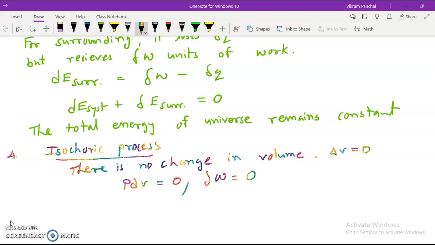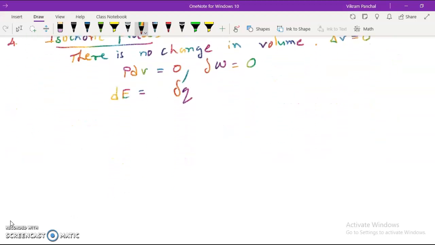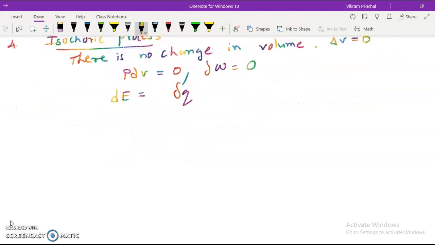And here if the work exchange is 0, then the internal energy change equals the heat. So this way in an isochoric process internal energy can be determined by the change of heat.